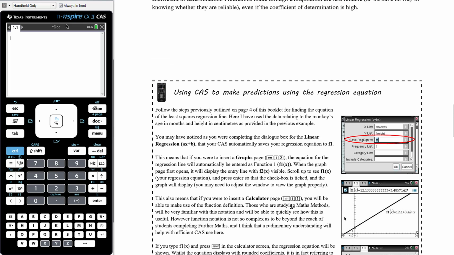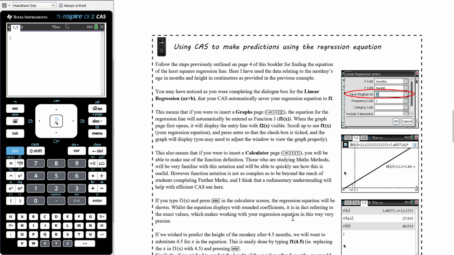Now, using our CAS to make predictions using the regression equation. Now, I'm not going to go into this. For those of you that study maths methods or who did maths methods last year possibly and are reasonably comfortable with function notation, it can be quite quick and efficient in your CAS to make use of that function notation. I'm not going to go through this for everybody, but there's details there about how you can use the function to therefore be able to quickly and efficiently make predictions.